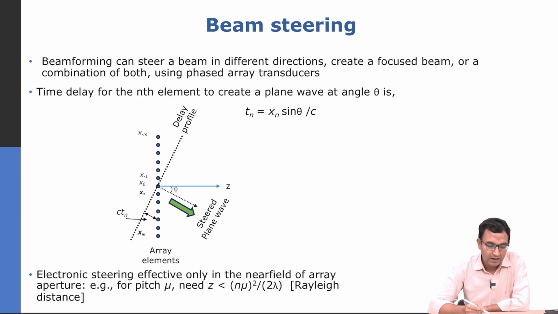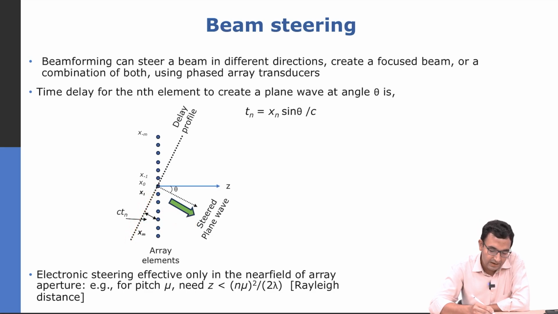So beam steering can not only steer the beams in different directions, but it can also focus in certain directions. It can change the angle as well as maintain a focus, but it requires phased array transducers. We will discuss more on that later. So here is an example where these are the transducer elements, and this is x of 0, the center element, this is x of m, and this is x of minus m. So if we give a delay profile where the center element gets 0 delay, x of minus 1 gets a certain delay, and this is the delay profile. Delay keeps increasing with the elements. Similarly, here is also a delay profile.